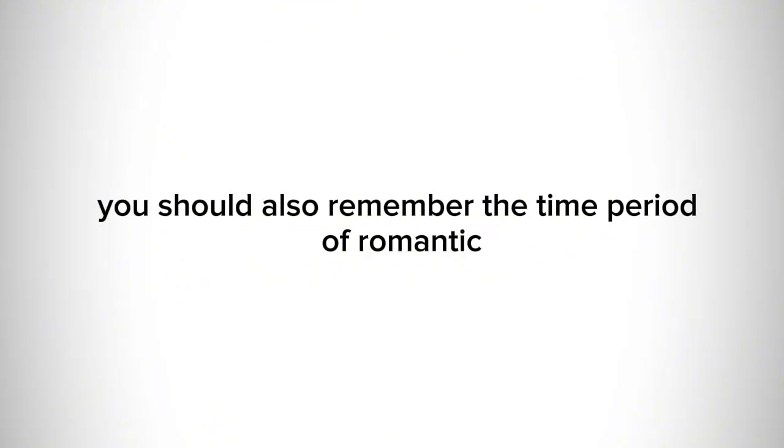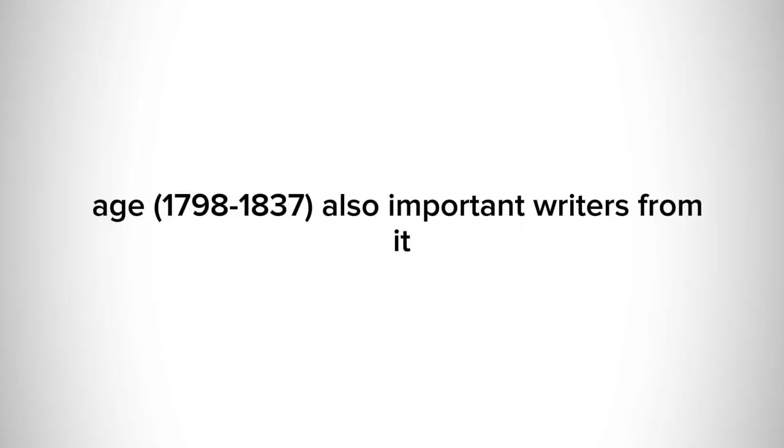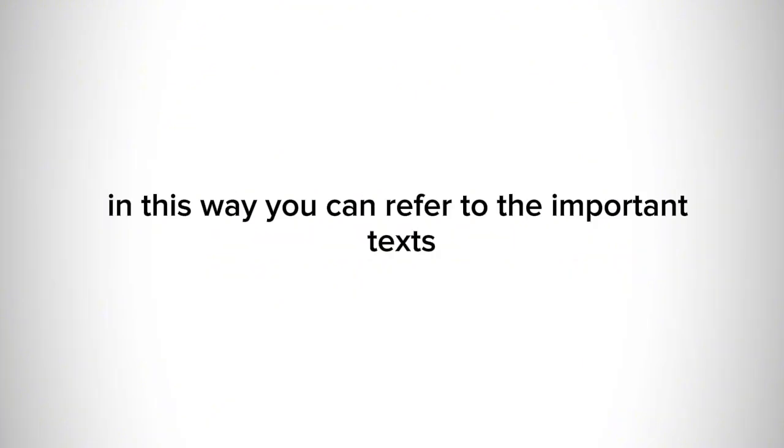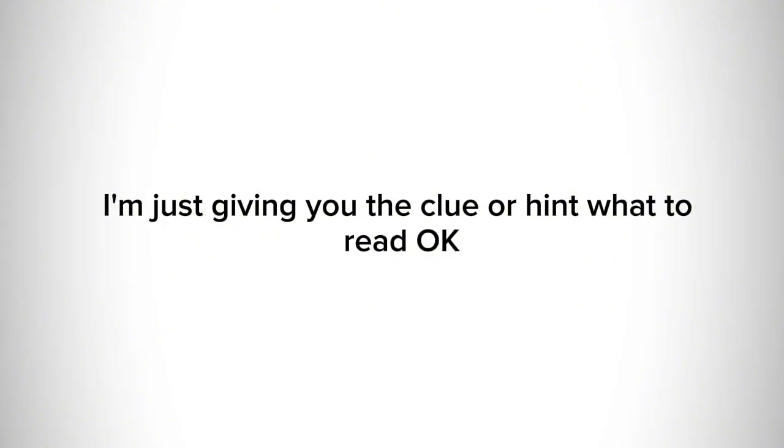But if you want to go in depth, you should also remember the time period of the Romantic Age, important writers from it, and of course the first poem in the Lyrical Ballads, that is The Rime of the Ancient Mariner. In this way you can refer to the important texts. I am just giving you the clue or hint of what to read.